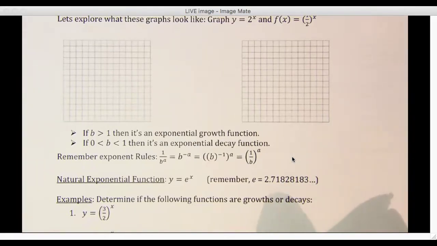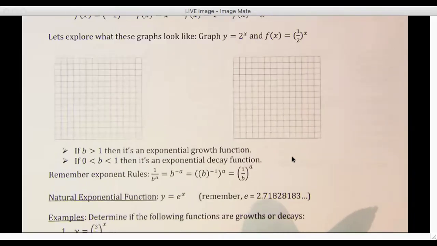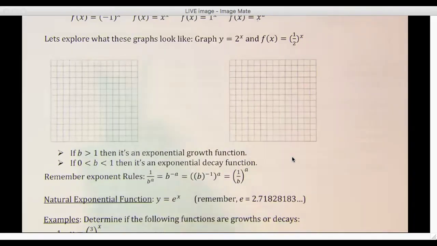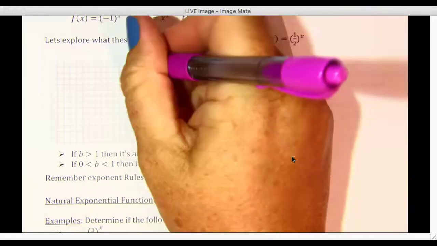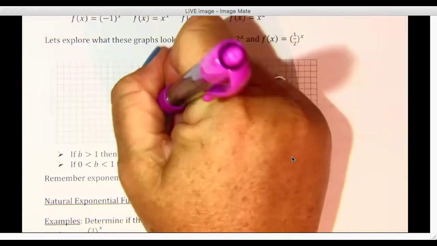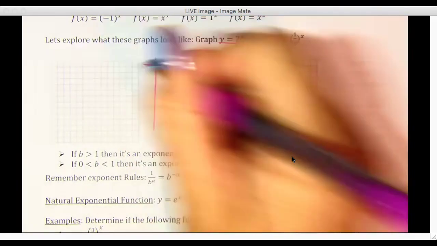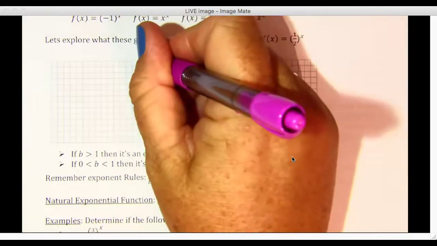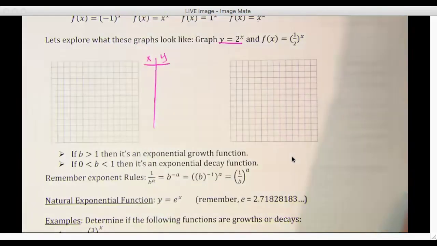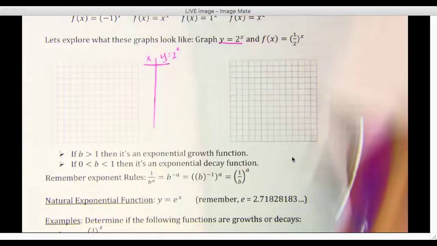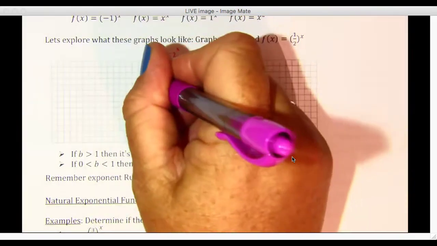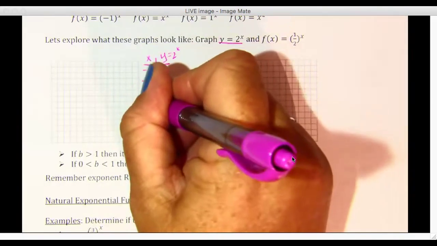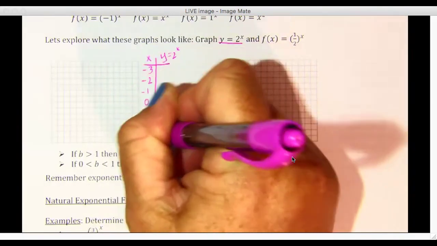So anytime we have learned a new graph, the way we initially explore what the new graph looks like is we typically make a table of points, and that's exactly what we're going to do here. So I am going to graph y equals 2 to the power of x, so x and y. And we're going to use the points -3, -2, -1, 0, 1, 2, and 3.